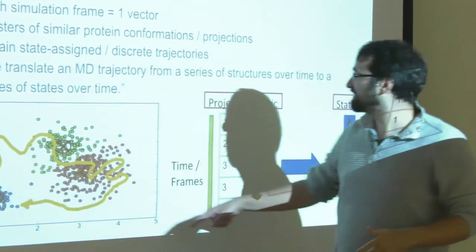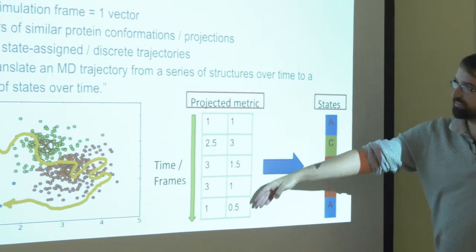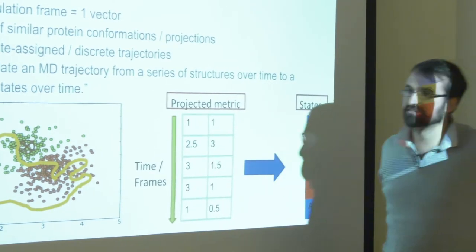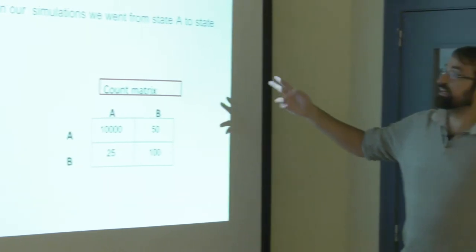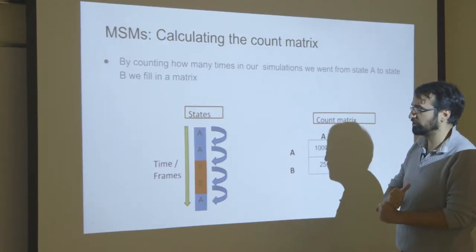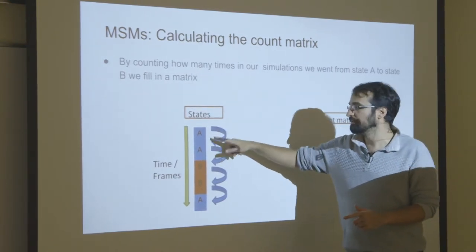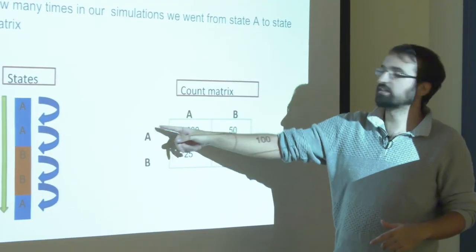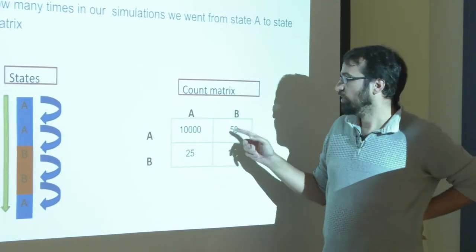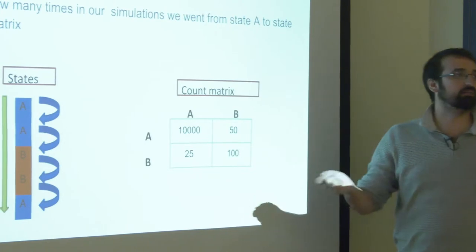It's a time succession, so we know its path, and we can transform this pathway into a state transition. Instead of numbers, we have states. From these states, we can build what we call the count matrix, which helps us reach the Markov state model. If you are in a state, you look at what the next state is, and so on. If I was on state A and transitioned to state A 10,000 times, I basically stayed in the same state, or I transitioned 50 times to state B, and so on. So we create this count matrix, which tells us how many times these transitions happened.